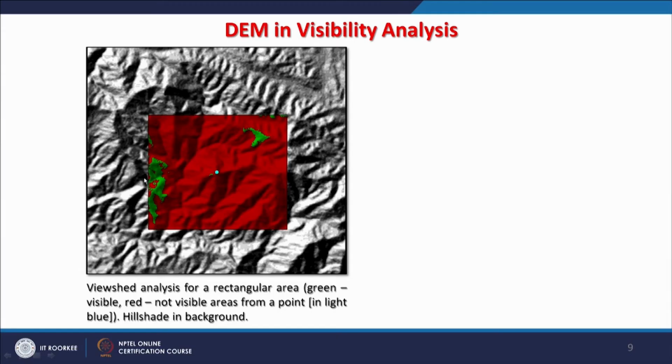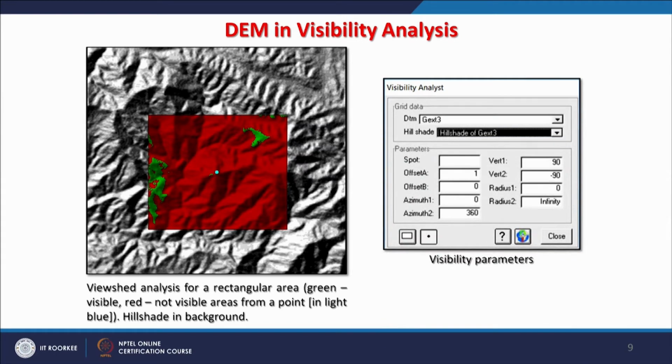So instead of having a circular approach, one can also have a rectangular approach, where I want the visibility analysis only in this particular rectangle whose center is here. So the observer is here, and the red areas cannot be seen from that point, which is light blue color, whereas the green areas are seen. Here also is a different tool in ArcGIS, and this visibility analysis again brings some options here: offset A, offset B, azimuth 1, azimuth 2, vertical 1, vertical 2, and all these options are available for our analysis.